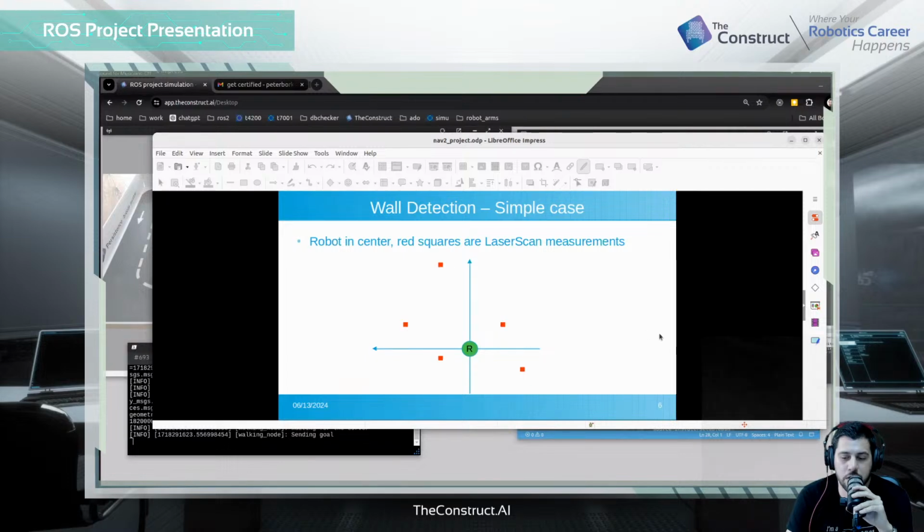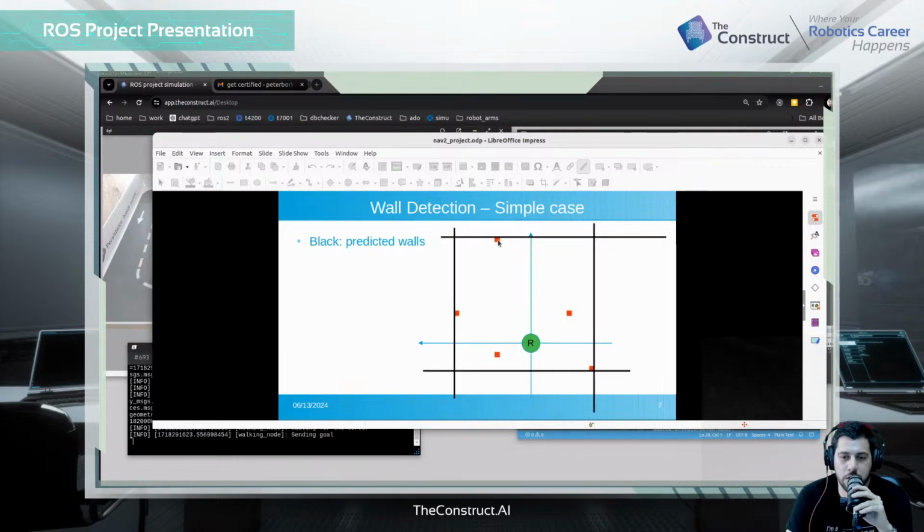So this is the room basically. I have to get all the laser points' x-axis maximums and minimums here, and also for the other axis. This is the maximum and this is the minimum. So the predicted walls are these black lines. So you take out the max and mins, and then based on that, you just draw some lines. But this is the simpler case.